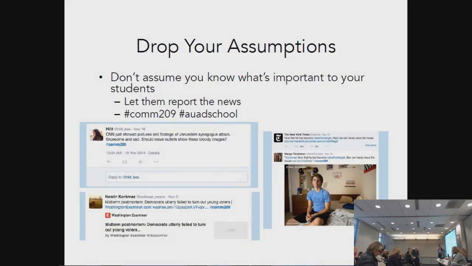This is one of my students posting about the midterm elections. The student's actually an international student, so it was really great to see that she was following the news in America, and I had really high political literacy about this. Gilead mentioned something here about the Jerusalem synagogue attack, and she actually asked a question to the class: should news outlets show these bloody images that were in that? That's not me, that's them talking to each other.